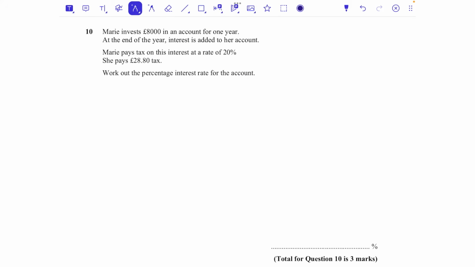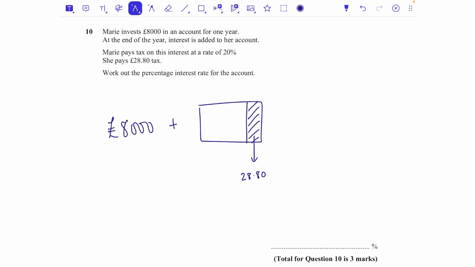Question number 10. Marie invests £8,000 in an account for 1 year. At the end of the year, interest is added to her account. Marie pays tax on this interest at a rate of 20%, and she pays £28.80 tax. So she had £8,000 in the account, and then something has been added on, the interest, and then of that, 20% of it has been taken as tax, and that is £28.80. So £28.80 is 20% of this amount, the extra bit that's been added on.